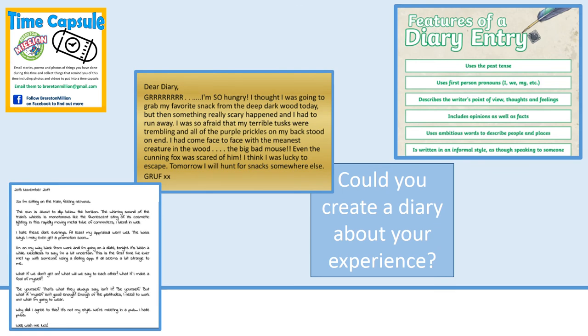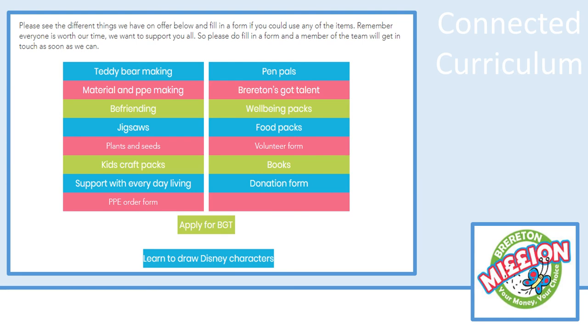It also suggests a diary. So we've been busy writing diaries during this time. They might be personal, you might not want to use that, or you might be happy to share, but you could write a diary piece and think back to some of the best times and the trickiest times, the in-between times, and have a little reflect back and write one piece about your time during lockdown. This is just taken from the Brereton Million webpage.